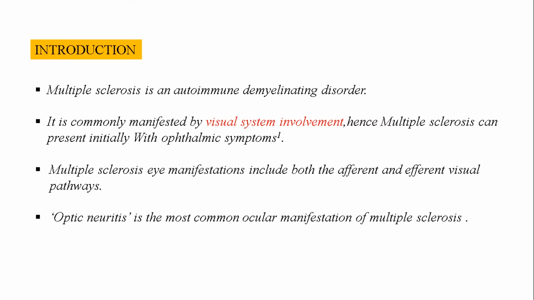Rarely it affects the optic tract or optic chiasma. In the efferent visual pathway, it affects the motor supply to the pupil and to the extraocular muscles. Optic neuritis is the most common ocular manifestation of multiple sclerosis.